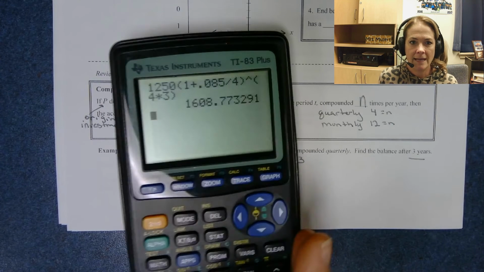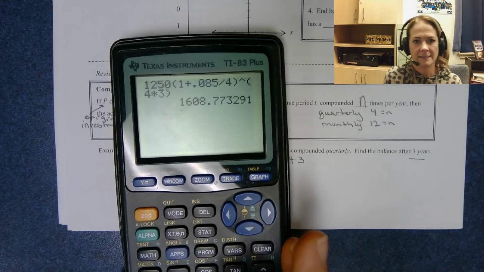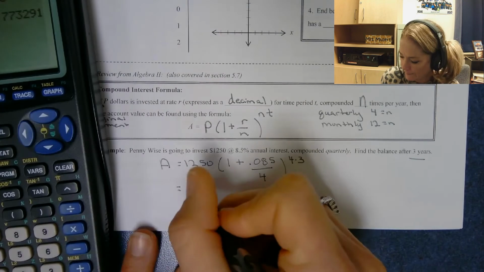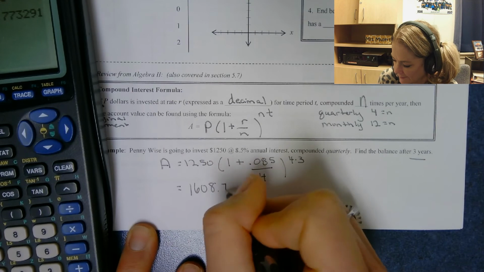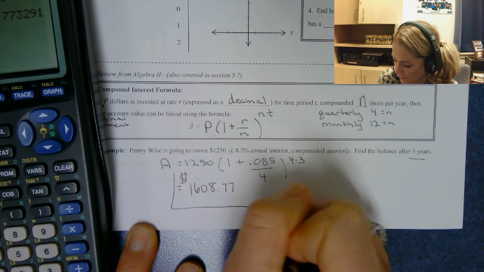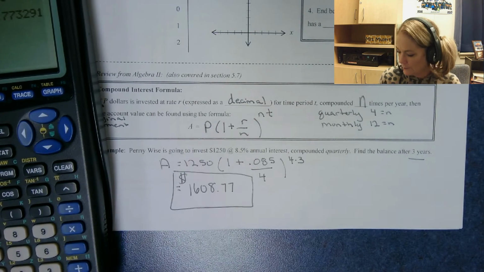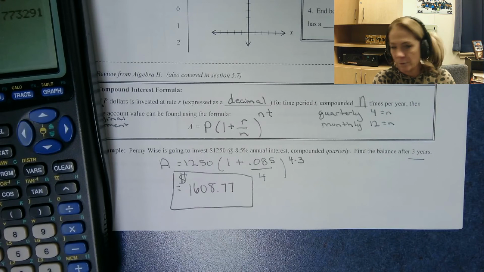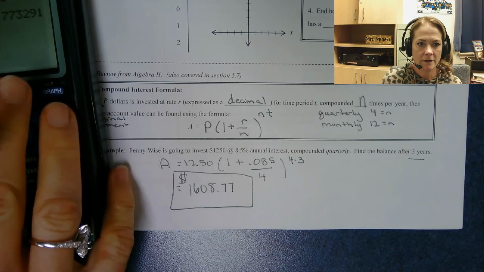Hit enter. And so Pennywise ended up with 1608.77. So there you go. She earned a little over $350 on her investment.